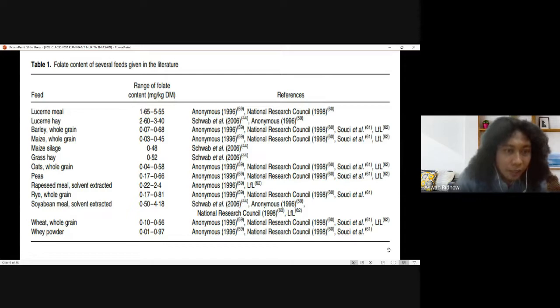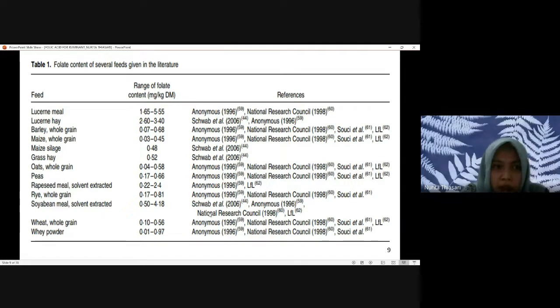So in this case, why does this kind have high folate content but still not have a good effect comparing with the grain, particularly the hay lucerne? How to say?